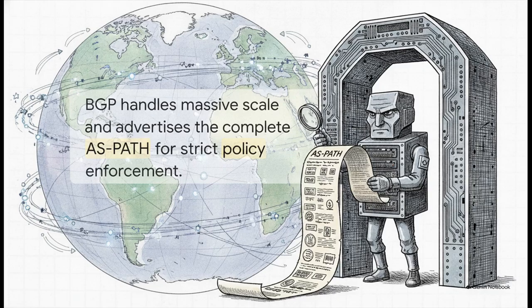BGP is an absolute monster of a protocol. Right now, it handles well over 900,000 IPv4 prefixes. And unlike our interior protocols, BGP is a path vector protocol. It doesn't just advertise the next hop. It advertises the complete AS path. That's the exact sequence of every single autonomous system the route has traversed. See, BGP isn't built for raw speed. When you're routing the entire internet, stability, loop detection, and super strict business policies matter way more than sub-second convergence.